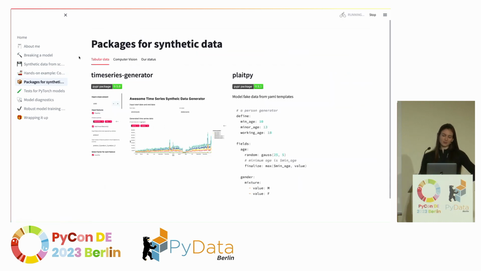Of course, I think most of you will work in very different fields, so I just want to introduce some other packages for creating synthetic data. Of course, you don't always have to do it by hand. I think especially in computer vision, it's quite handy to do it by hand because it's very intuitive.